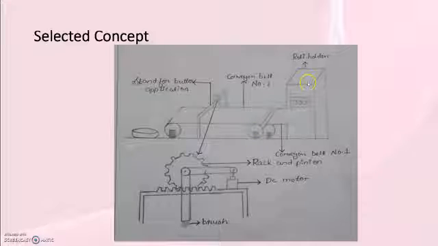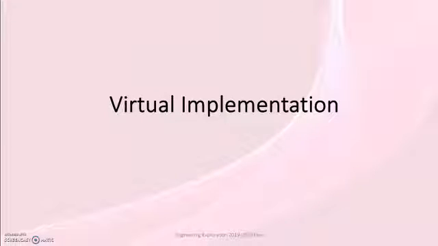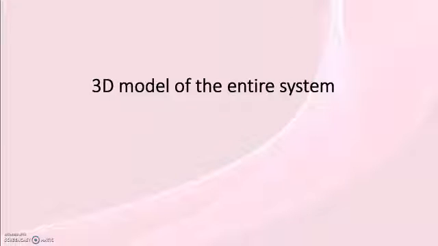In the selected design, there is a roti holder, 2 conveyor belts, one inside the roti holder and the other conveyor belt outside the roti holder. There is a stand for application of butter. This stand has a rack and pinion to which a brush is attached, and this rack and pinion is attached to a DC motor. Now let's move on to virtual implementation. The 3D model of the entire system is as follows.